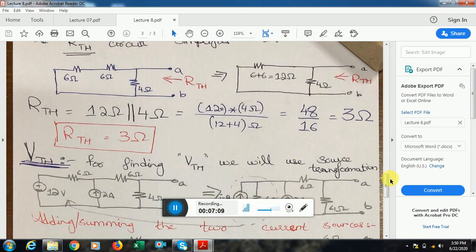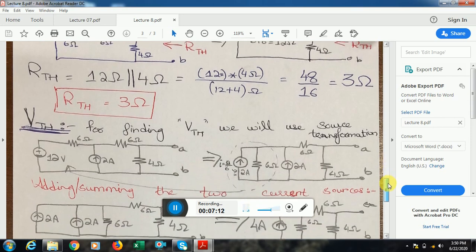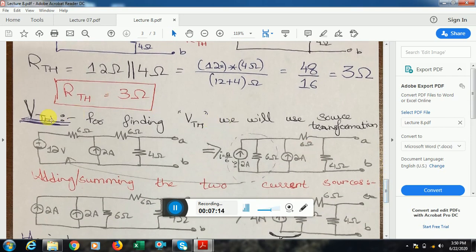Now we'll proceed towards finding the Thevenin equivalent voltage, or VTH, for the given circuit. In order to find V Thevenin, in the previous lectures, lecture 6 and 7, we have been studying source transformation. Now looking at the circuit, I think that I can solve it more easily if I transform the sources. So I transform this voltage source in series with a resistance into a current source in parallel with the resistance. The resistance value does not change. The same 6 ohm is now in parallel to the source. The source, however, has transformed from a voltage to a current source.